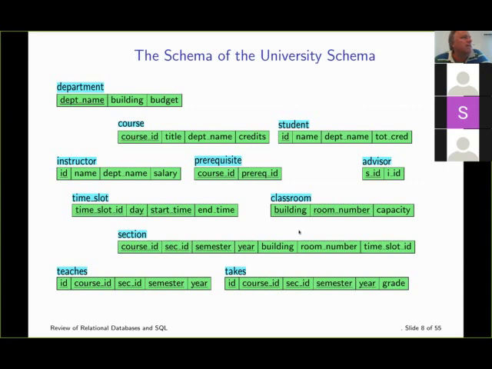So the schema. When we talk about the schema, of course, we're essentially talking about the tables and their attributes. All right. Sometimes you'll hear people say something like the signature, which basically means the table name and the attributes associated with that. So the signature of department is department name, building, and budget.